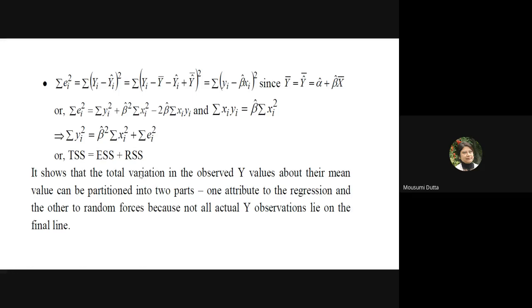All the points will lie on the line. However, there will be some residual component, as you know. So on the basis of this idea, we can develop a natural idea of goodness of fit. The natural idea which emerges from this equation is ESS by TSS.